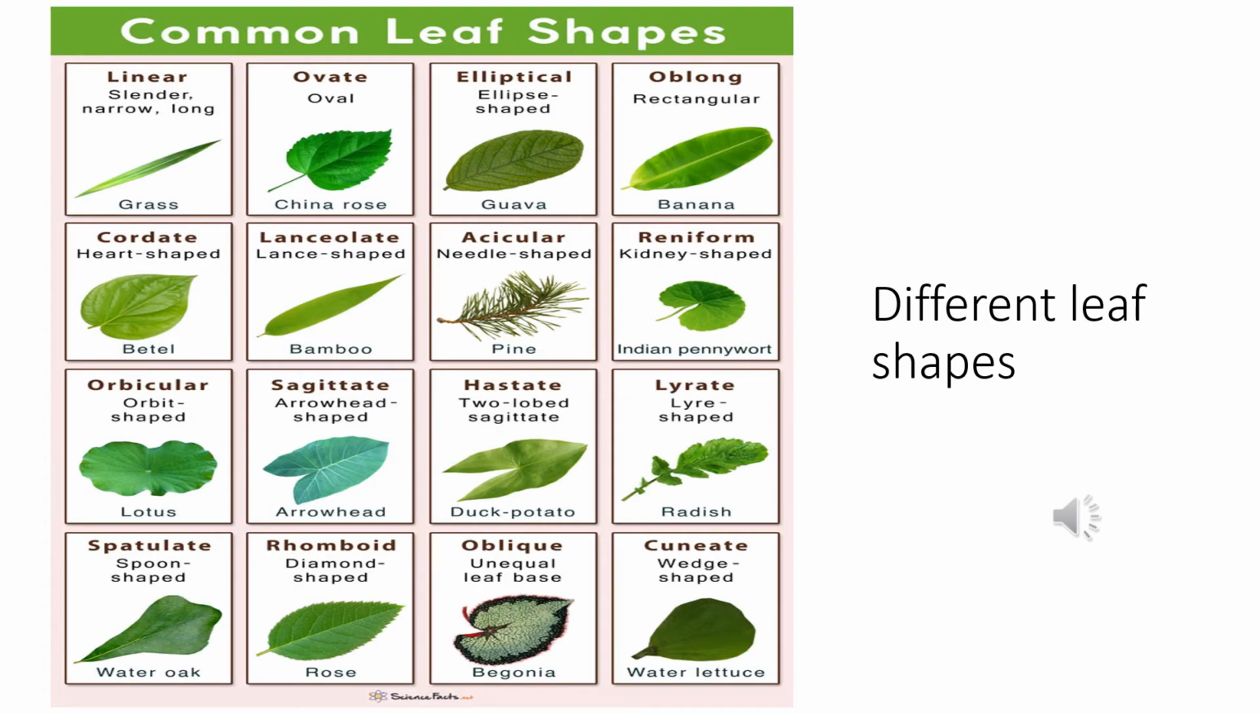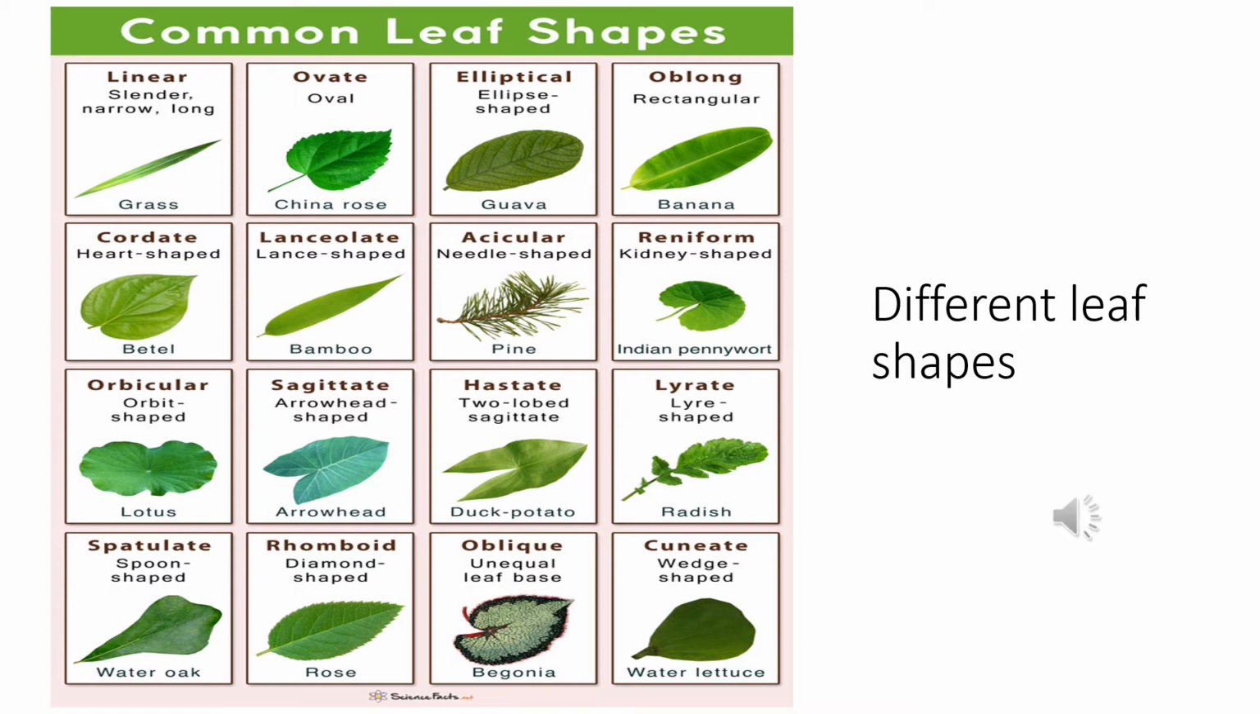Now we are going to see the common leaf shapes that we see around us. If we collect different leaves and compare them with this chart, we will see that so many leaves have so many shapes and they are so diverse in nature. The grass leaves have linear, slender, narrow and long shape, and then China rose or hibiscus leaves have oval shape. The banana leaves are somewhat rectangular, but the shape is called oblong.